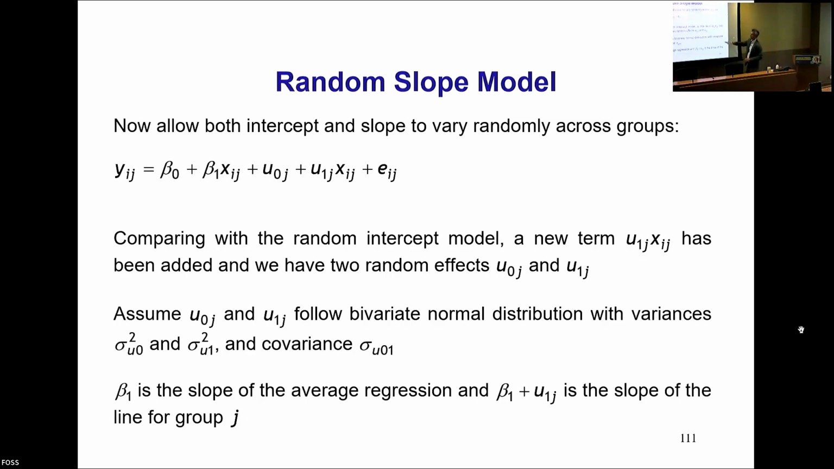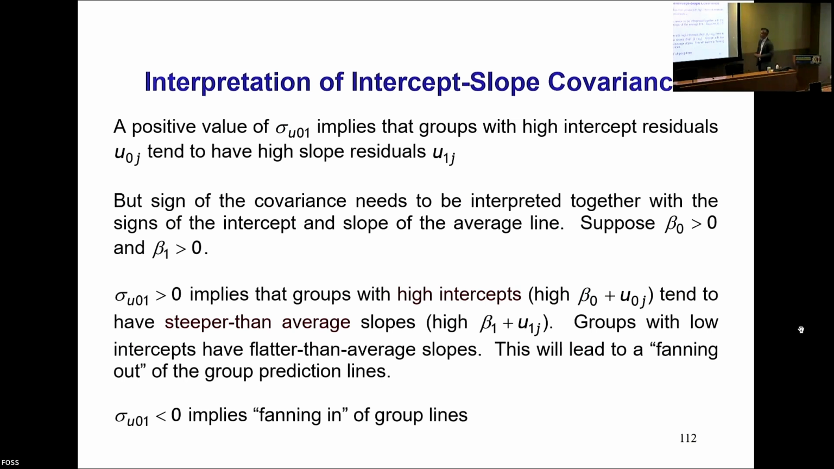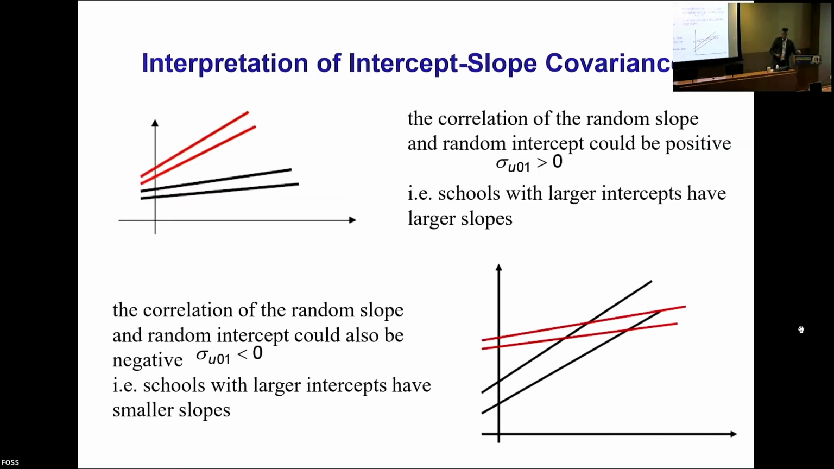So we have to estimate this correlation between the group intercept and the group slope residuals, because this is what is driving the lines. This is one where the correlation between the intercept residuals and the slope residuals is negative. And this is one where the correlation between the intercept residuals and the slope residuals is positive.